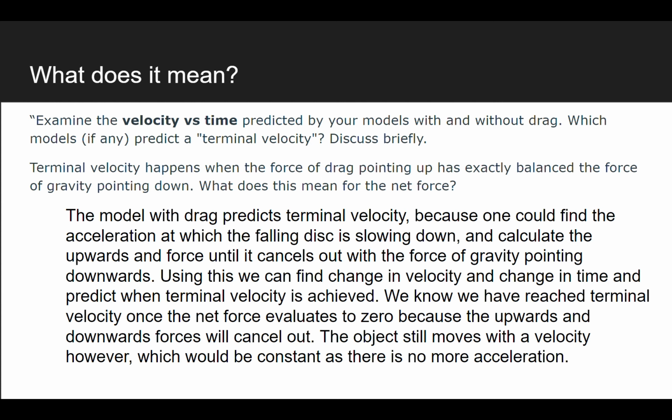We know we have reached terminal velocity once the net force evaluates to 0 because, again, the upwards and downwards force between drag and gravity would cancel out. The object will still move, however, with the velocity, which would be constant as there's no more acceleration.